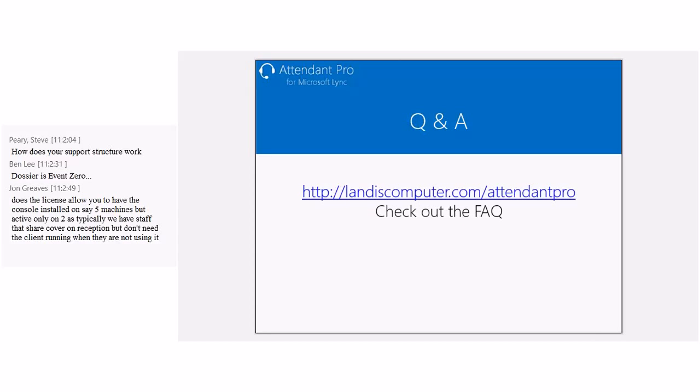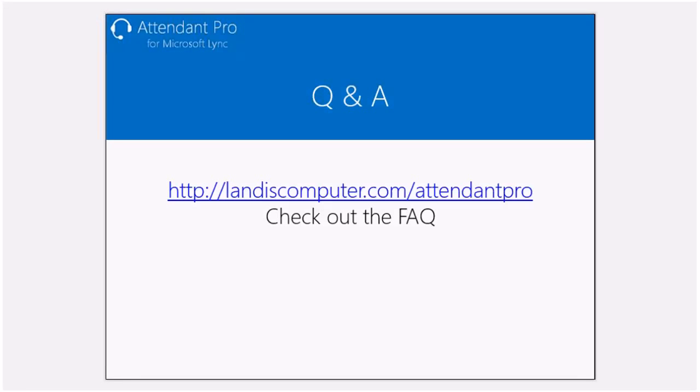John Greaves also asked, can you have it installed on 5 machines but active only on 2, as typically we have staff that share cover on reception but don't need the client running when they are not using it? It is a PC-based license, so if you want to install it on and use it on 5 PCs, you will need 5 licenses. Is that correct, Wendell? That is correct. At this point it is only device-based or PC-based licensing.